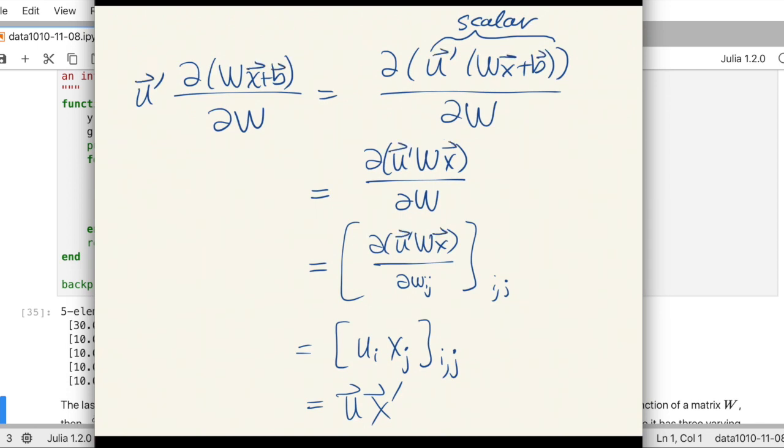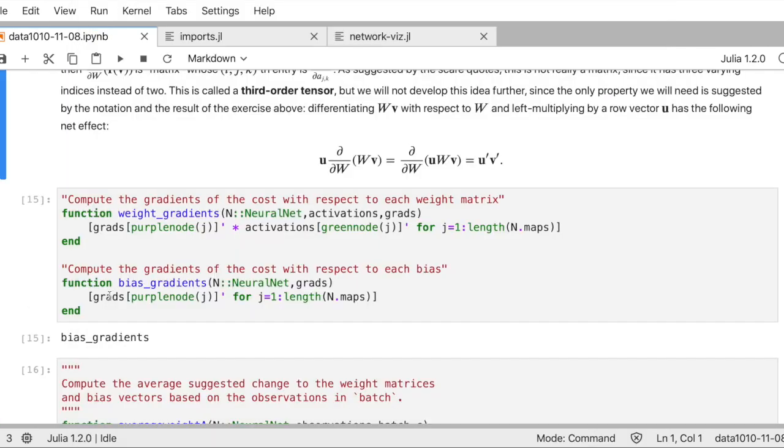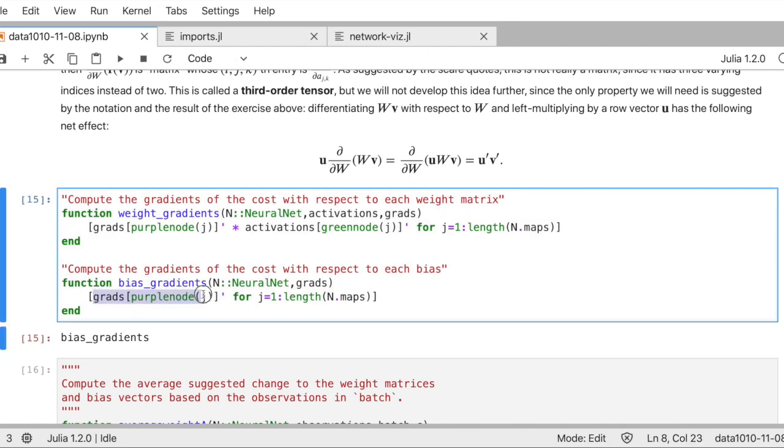So that's the key idea, this extra thing that we get to step up from a given purple node to the W that feeds into it, multiplies by a row vector to produce this result. So that's what we have programmed here. For the bias gradients, we just directly pull out the gradient for the corresponding purple node. And for the weight gradient, we compute this u times x transpose value.